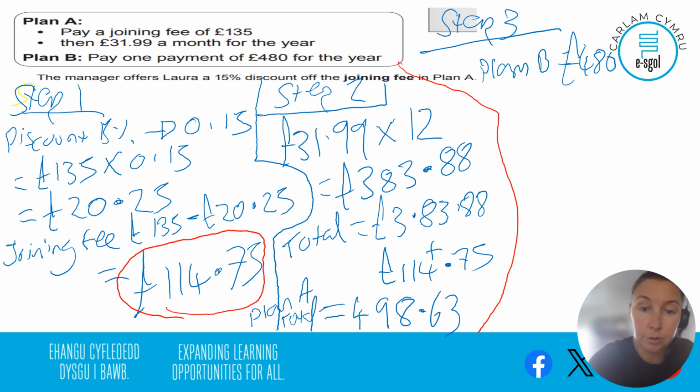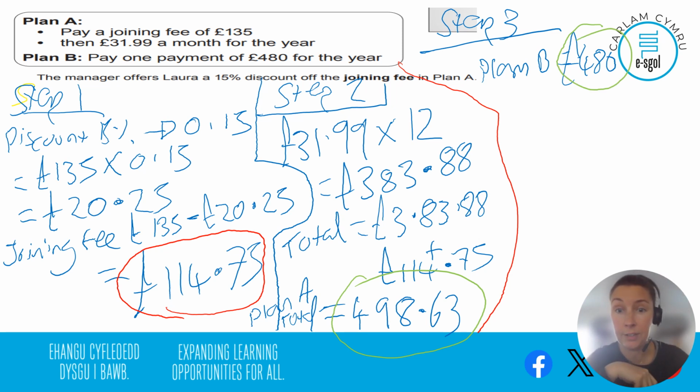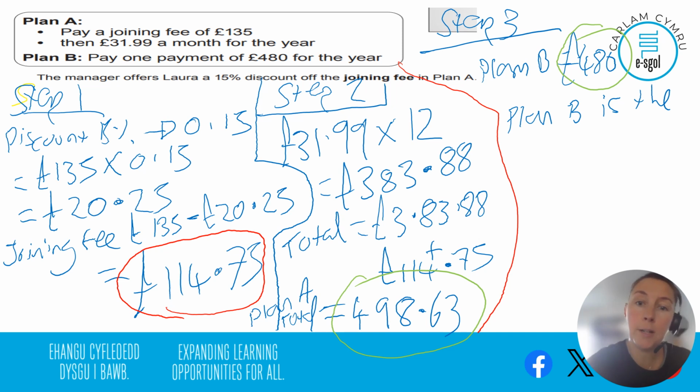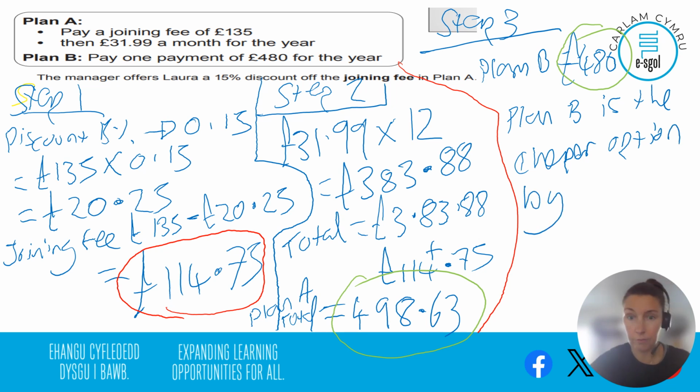Looking at the two totals, which is what you do now, it's obvious that plan B is the better plan, or the cheaper plan if you can pay up front. So what you can write now here, just to finish it off and to be clear about it, because it's asking you which one is cheaper. Plan B is the cheaper option by, it doesn't ask you to actually give the total of the difference between the two prices, but I would put it in anyway. Plan B is the cheaper option by £18.63. And those are your 3 steps for that question.